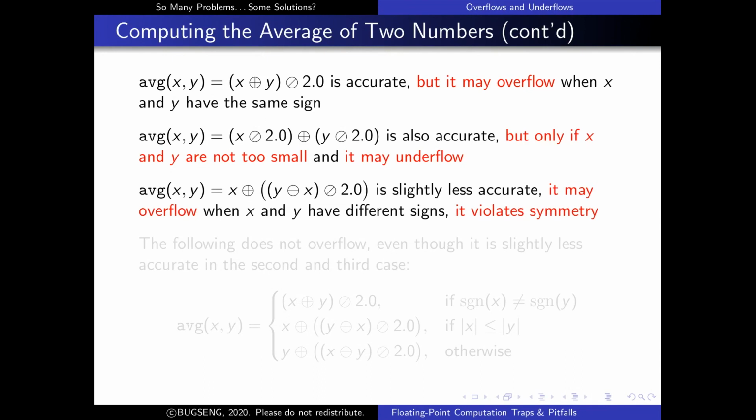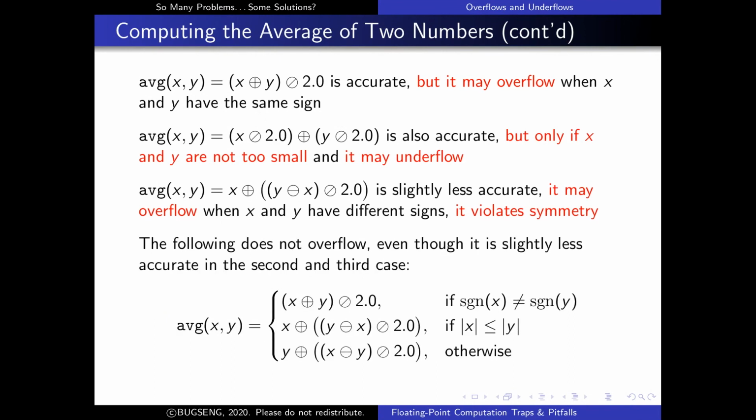There is another possibility. This is slightly less accurate than the first two. It may overflow, but only when x and y have different signs. So remember that the first algorithm may overflow when x and y have the same sign, whereas this one may overflow when x and y have different signs. Moreover, this violates symmetry. So it's no longer the case that you get the same result if you swap x and y.